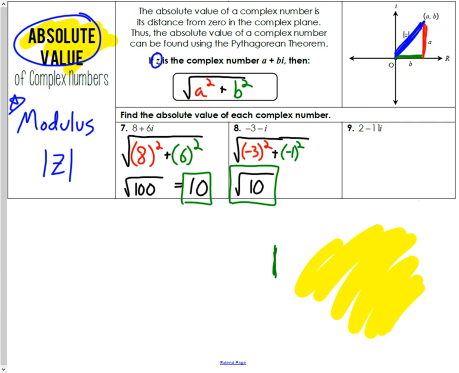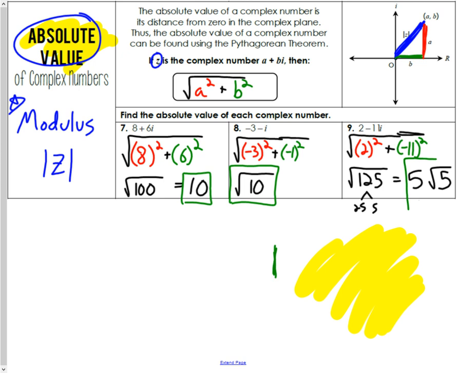Last but not least, taking a look at number 9. Here our real part is 2, so it's 2 squared. And then our imaginary part, -11. So we have 2 squared, which is 4. -11 squared is 121. Putting those together gets us root 125. Now that one we can reduce. 125 is the same thing as 25 times 5. The square root of 25 is 5. And there's a root 5 left behind.